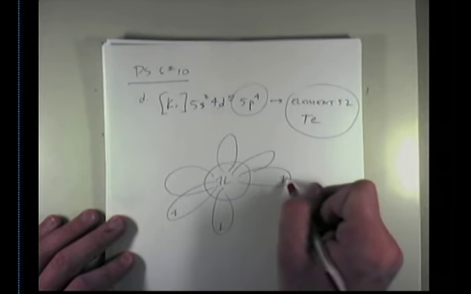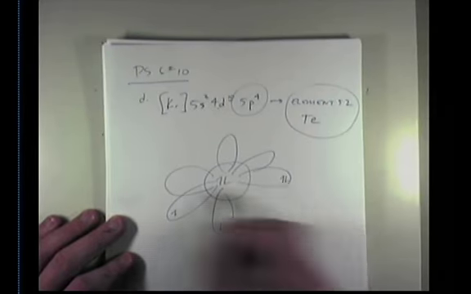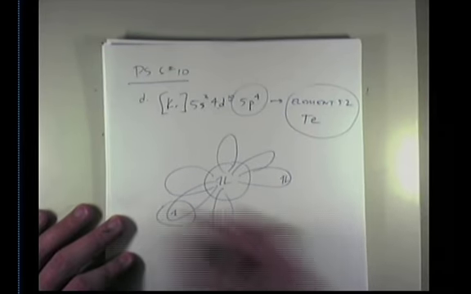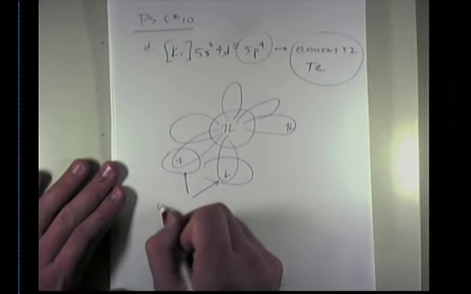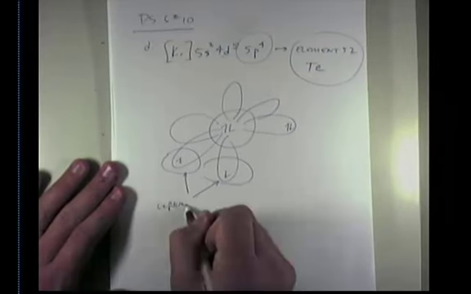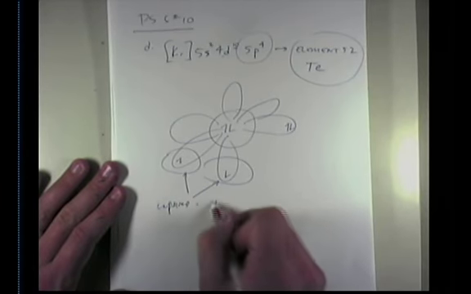So the other electron is going to pair into this orbital. These 2 electrons are paired. These electrons right here are unpaired. So the answer is 2.